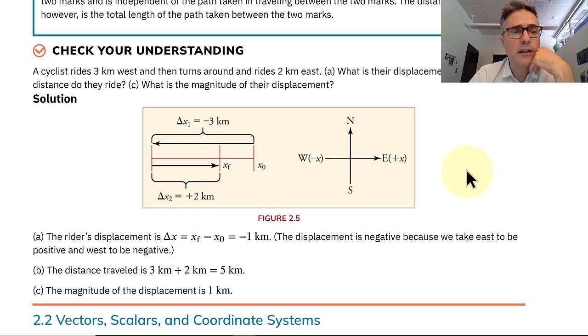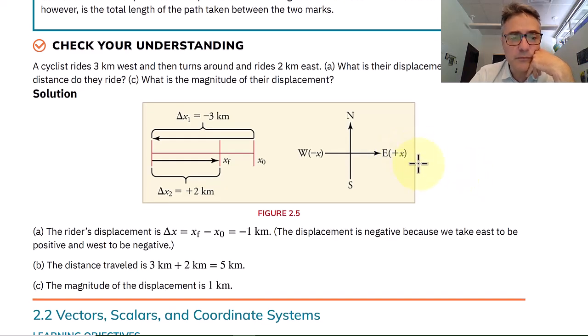You can define that any way you want, but once you do that, then you know that the initial delta x is negative because you're going west, minus 3 kilometers, and then the second 2 kilometers to the east is plus 2 kilometers. So when you add the two displacements, you get negative 1 kilometer. So they end up 1 kilometer to the west of where they started. So that's the displacement. The question is, what's the distance?